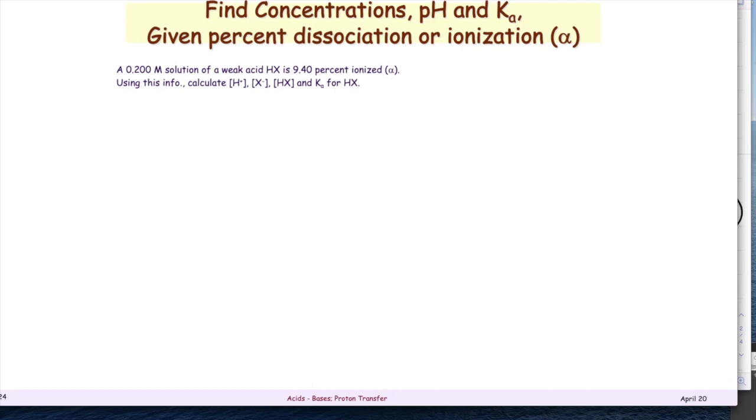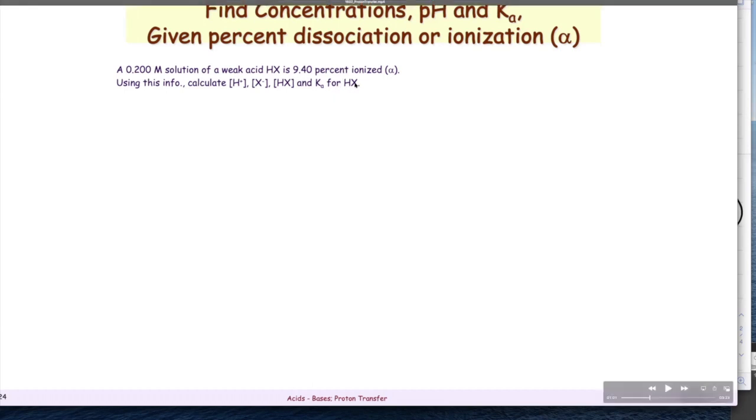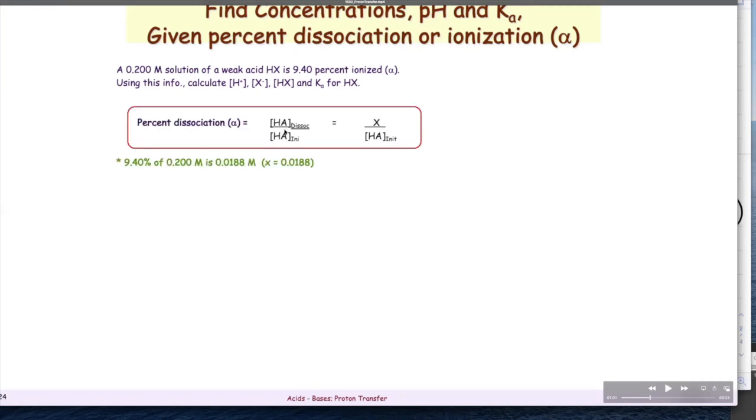90.6% of it stays intact. So based on this particular problem, calculate the hydronium, the counter ion, the weak acid, and the Ka for HX. All you really need to know is the percent dissociation to solve this problem. The percent dissociation is basically the amount that dissociates over the initial, how much you started with. So if it's 9.4, then 9.4 for every 100 will give you that particular reaction.